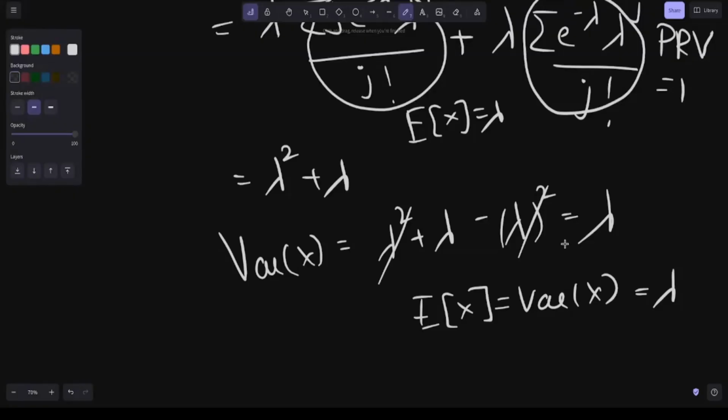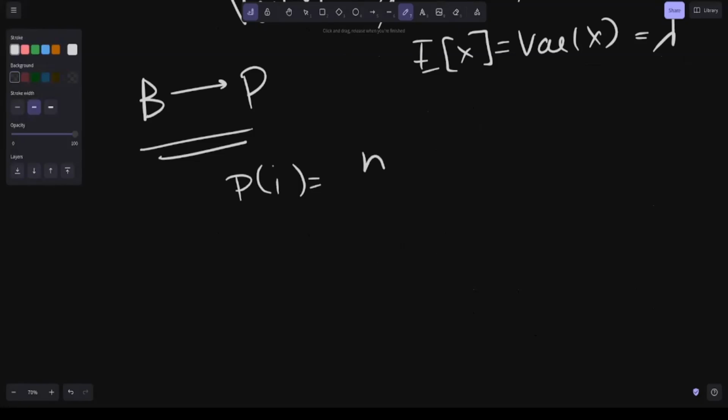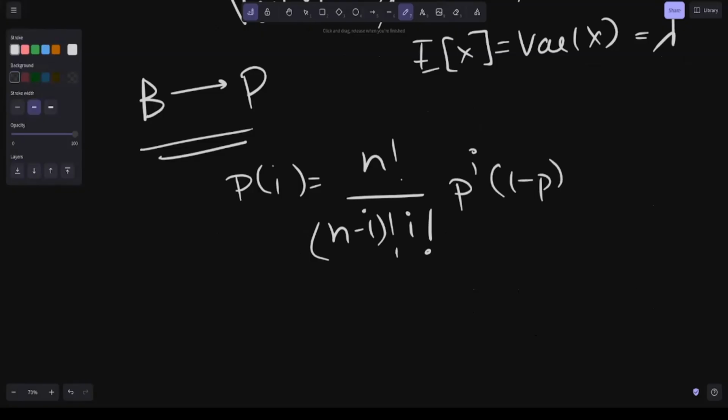Let's also see something very interesting, and this is very important from the perspective of machine learning: how can I convert a binomial into a Poisson. So the binomial p_i is n factorial by (n minus i) factorial i factorial, p to the power i, (1 minus p) to the power (n minus i). Okay, so let's do something. We will do some approximations.